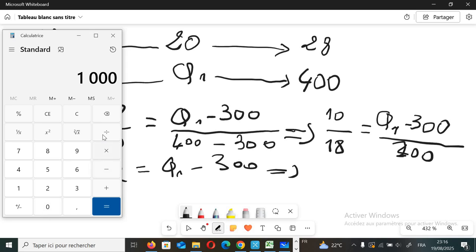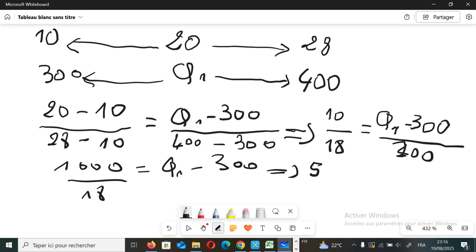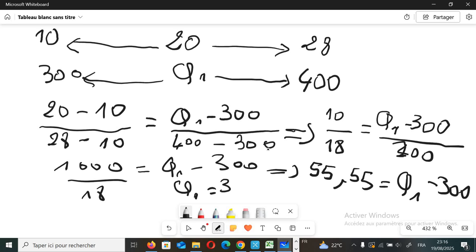If we calculate 1000 divided by 18 on a calculator, it will give us 55.55. That means Q1 minus 300 equals 55.55. The final value of Q1 is 355.55k.